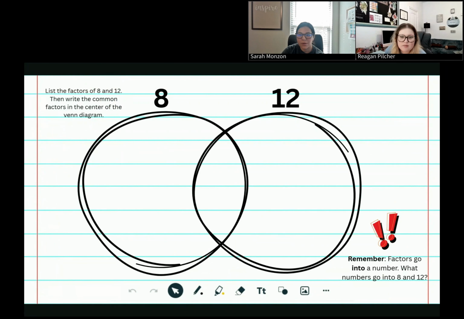And factors, remember, those are the numbers that we can divide 8 and 12 by.